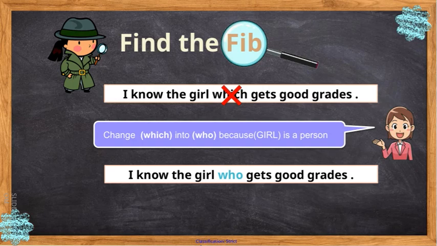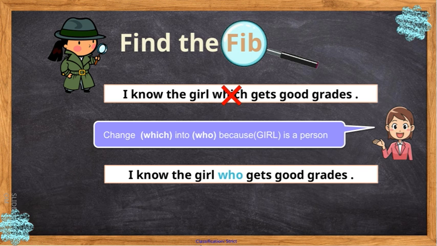All right, on this slide, we're looking at a simple sentence. I know the girl who gets good grades. Now, notice how the word which is used in the second example. I know the girl which gets good grades. But here, the key point, since we're talking about a girl, which is a person, we should actually be using who instead of which. So the correct sentence is, I know the girl who gets good grades.